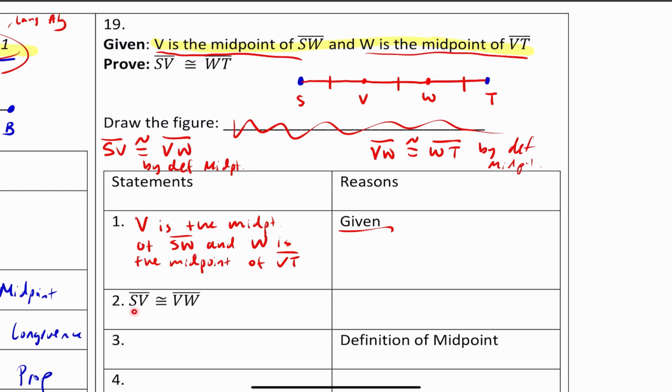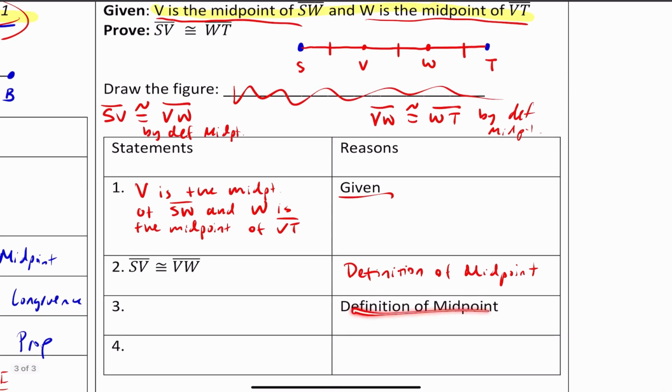Statement 2 says segment SV is congruent to segment VW. And what's the reason here? We said it was by definition of midpoint. So definition of midpoint. Okay. And then here's 3, and this also says definition of midpoint. And this is what I wrote here. So segment VW is congruent to segment WT by definition of midpoint. And then lastly, the prove should be right here. So segment SV is congruent to segment WT.